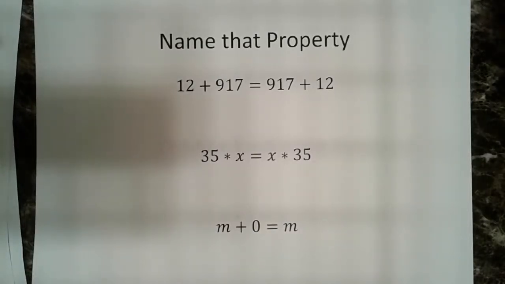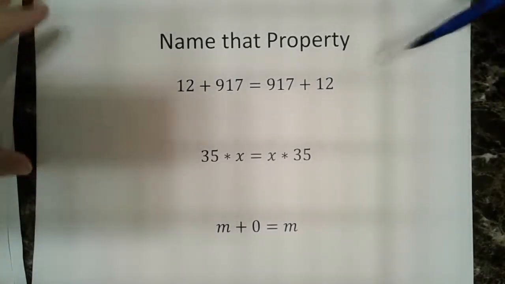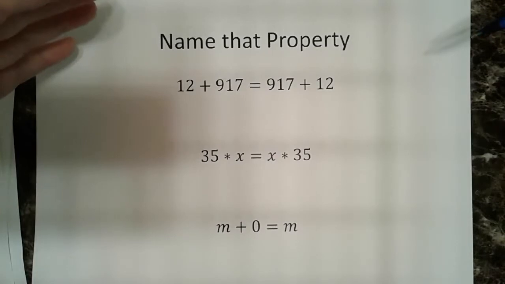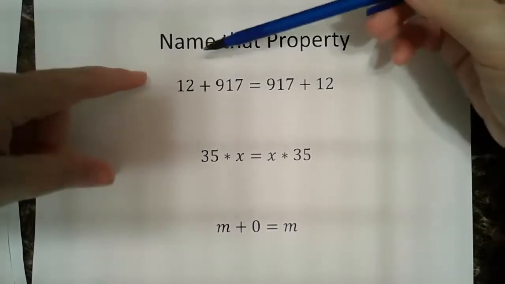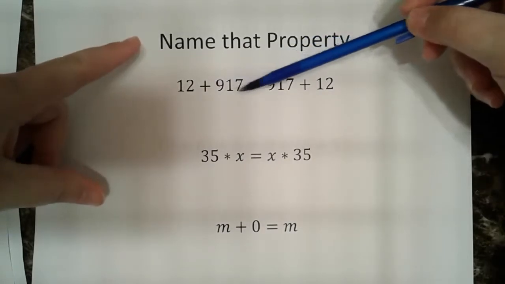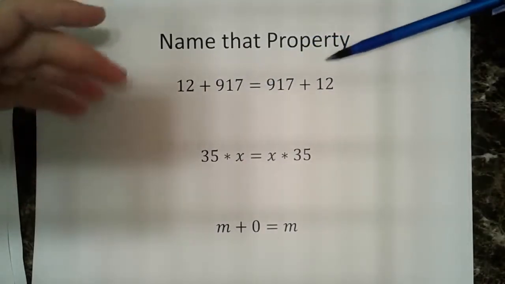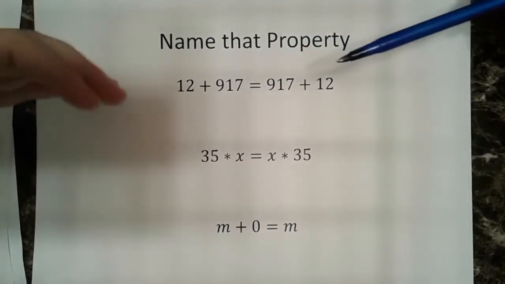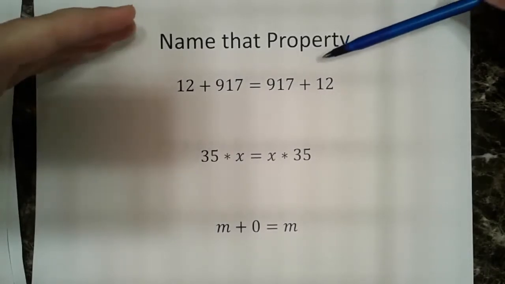So we are going to play Name That Property. It is your job to come up with the properties that these guys illustrate. On your homework assignment, you're going to be asked to do this. You're going to be saying, hey, what does 12 plus 917 equal 917 plus 12? What property shows me that this is a true statement?